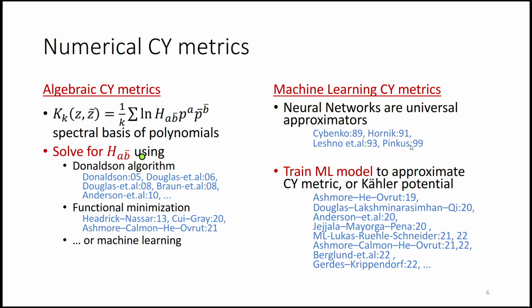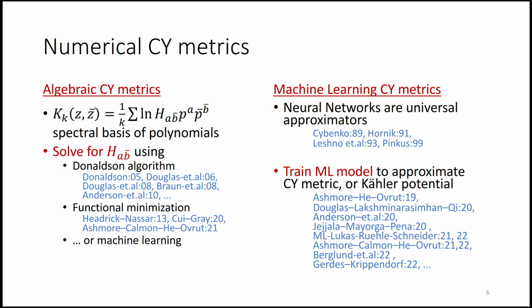I will refer to these methods as using a spectral basis, because this polynomial basis is a spectral basis on the ambient space for the Calabi Yau. In methods using these algebraic approaches, you solve for a matrix H, which contains the coefficients of these expansions. One can do that using different methods. The first one is due to Donaldson, so that's Donaldson's algorithm. Then one can use functional minimization, which gives a very good accuracy for a given order k. Or one can use machine learning. And in recent years, we've seen a lot of progress from machine learning.